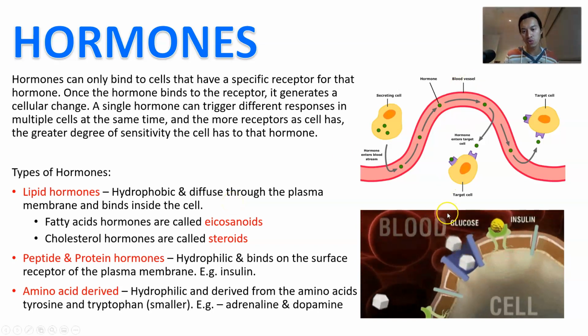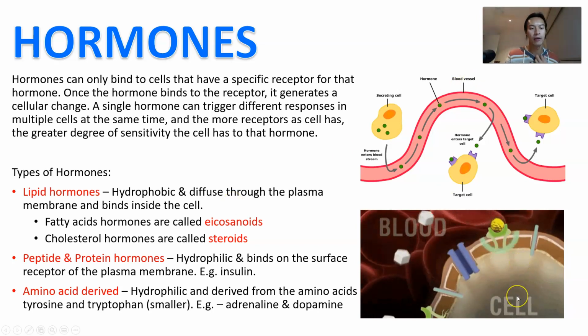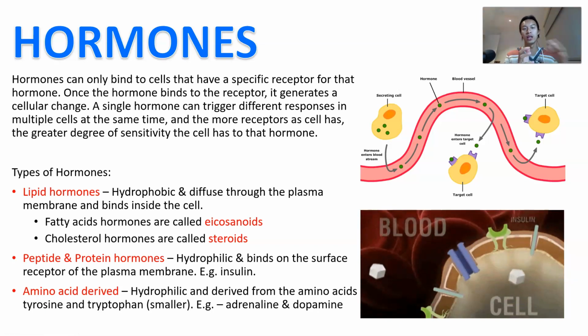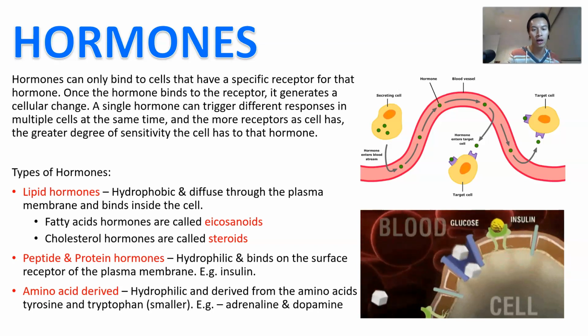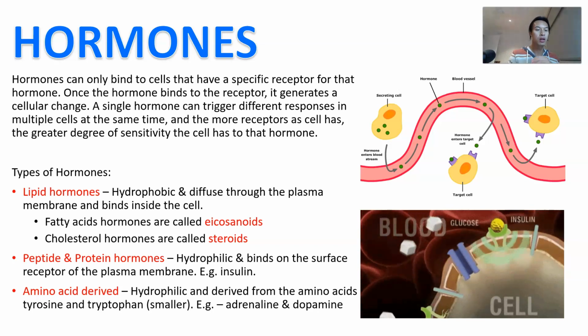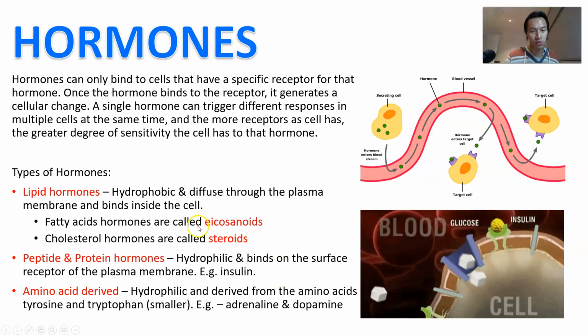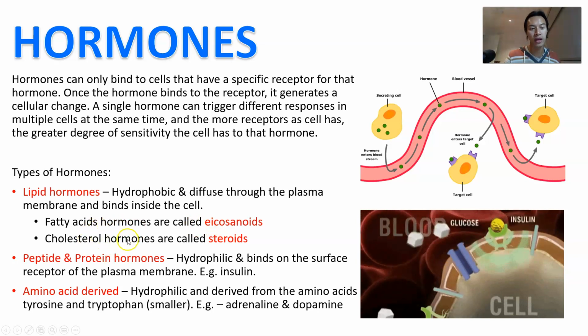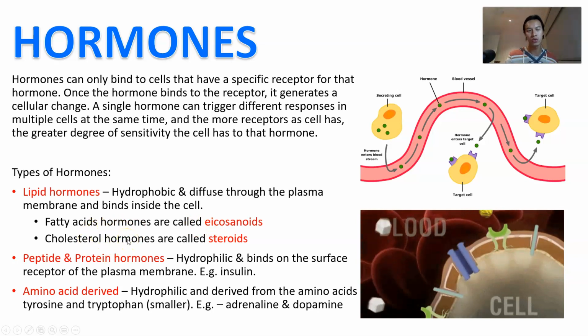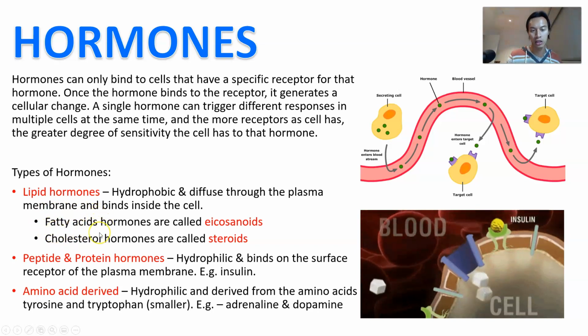In other words, it's going to pass straight through the cell membrane, and the fatty acid hormones within the lipid category are what we call eicosanoids, and then the cholesterol hormones are called steroids. Okay, now I don't need you to really know key differences between fatty acid and cholesterol hormones, other than the fact that the name and also the function has to do with fatty acid in the phospholipid bilayer versus the cholesterol ones.